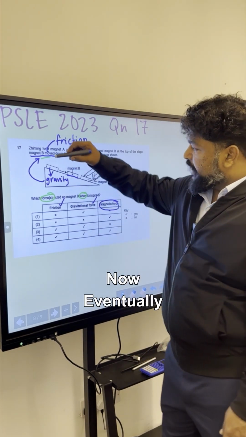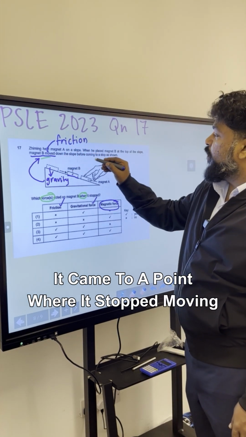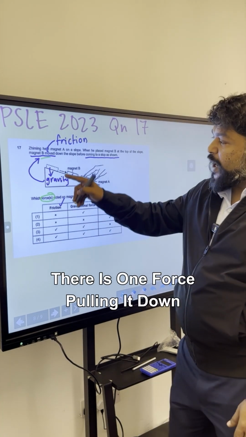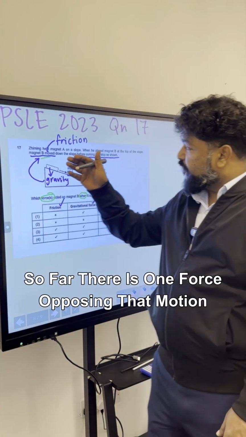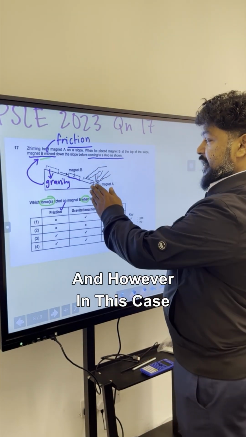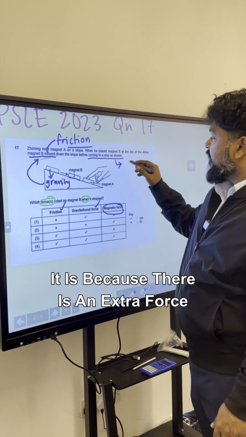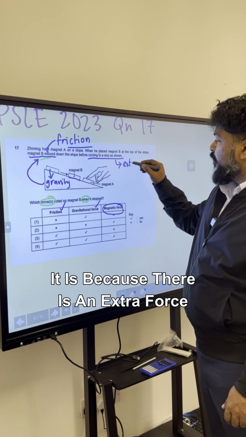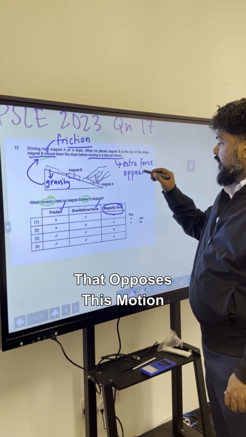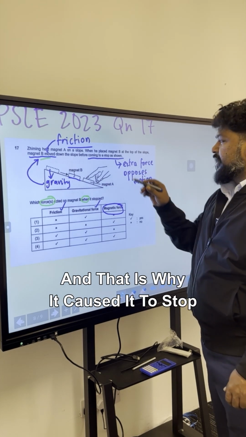Eventually, when magnet B came down, it came to a point where it stopped moving. Now remember, there's one force pulling it down. So far, there's one force opposing that motion. However, in this case, why does it suddenly come to a stop? It is because there is an extra force opposing the motion. There was an extra force that opposes this motion, and that is why it caused it to stop.